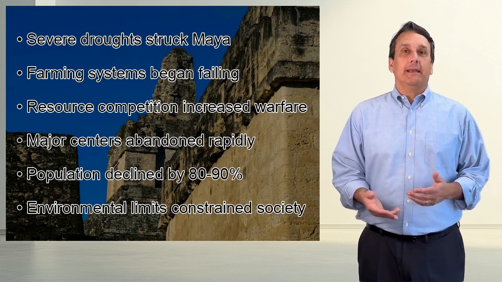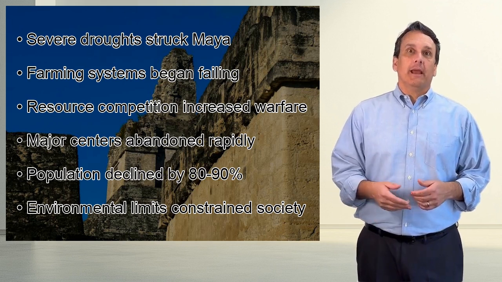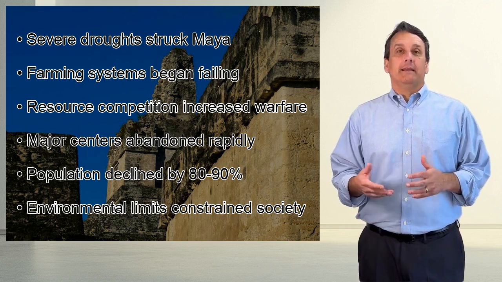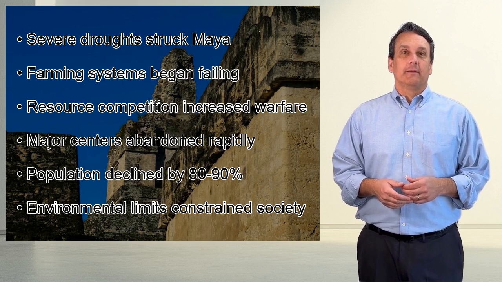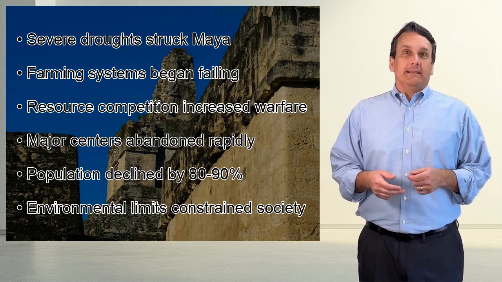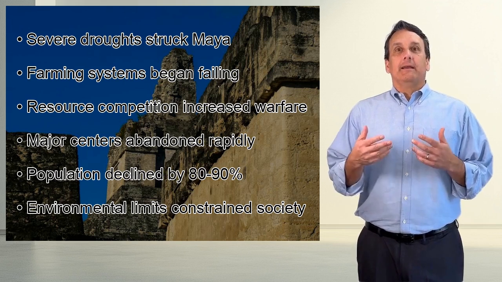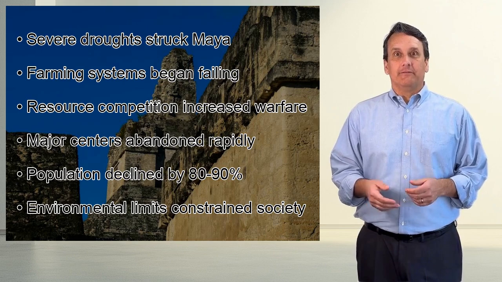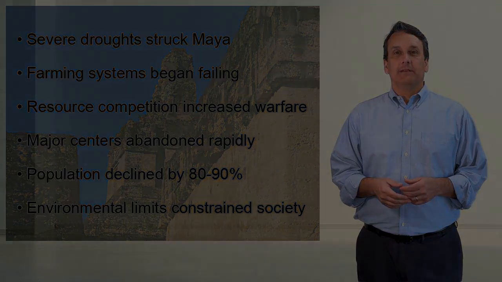By 950 CE, many major centers were abandoned, political systems collapsed, and population declined by 80 to 90% in core areas. While Maya people and culture survived in other regions, this case demonstrates that even advanced societies with sophisticated agricultural and water management technologies remain fundamentally bounded by environmental constraints.